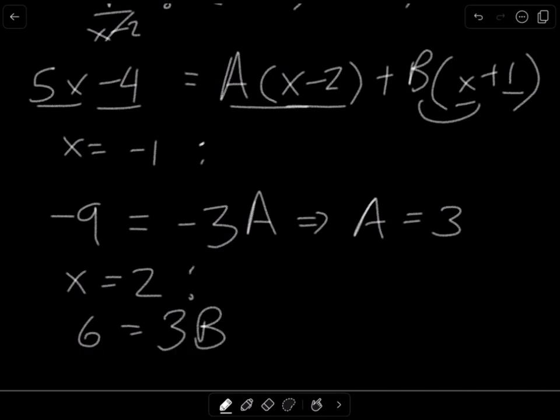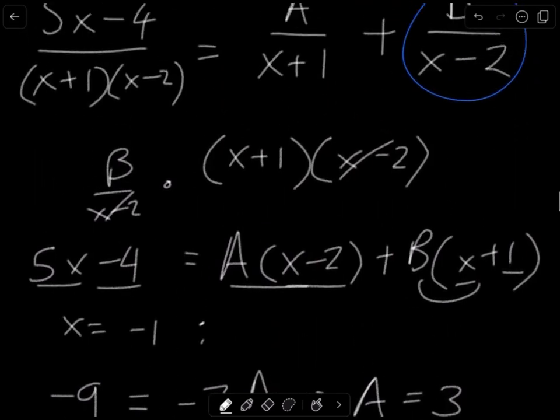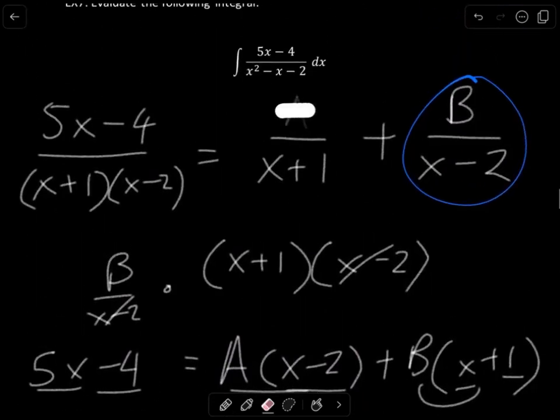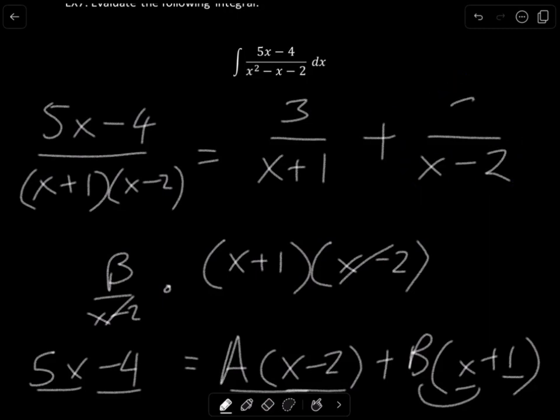6 is equal to 3b. This means, solve for b, 6 divided by 3, b is equal to 2. Okay, so a is equal to 3, b is equal to 2. We have solved for that. We didn't need to do simultaneous equations. Let's fill that in. So a is 3, b is 2.